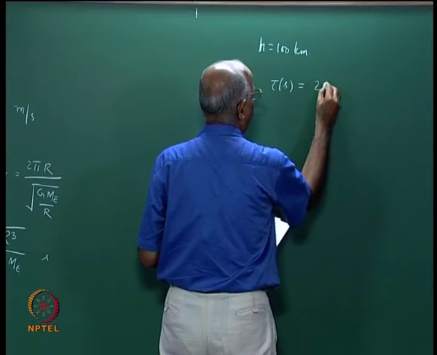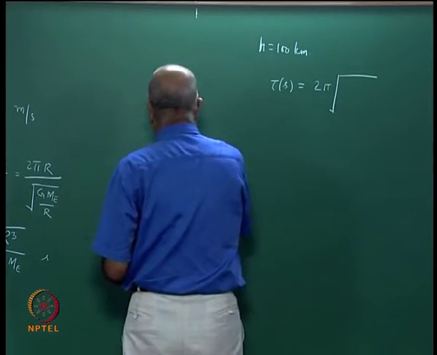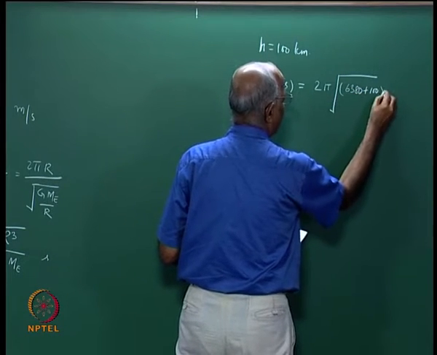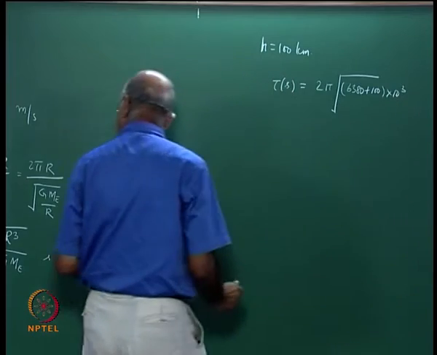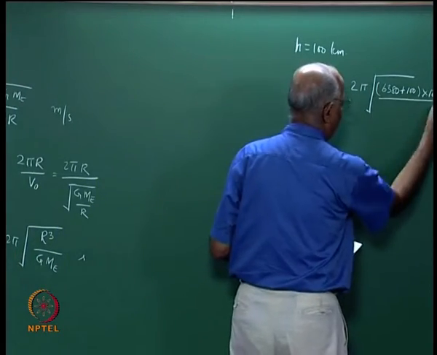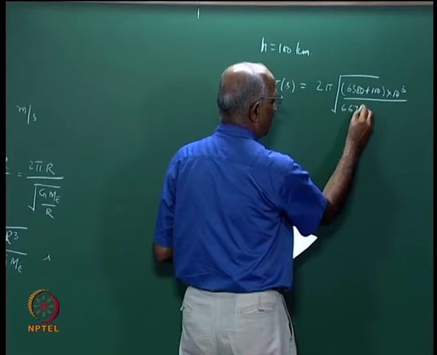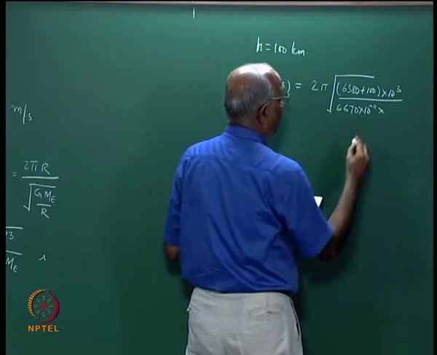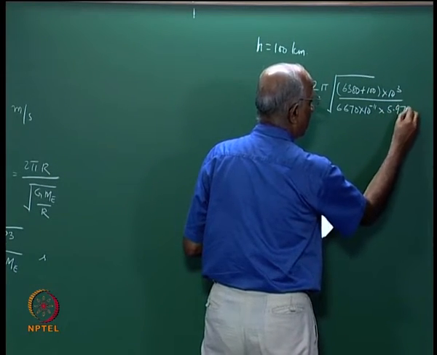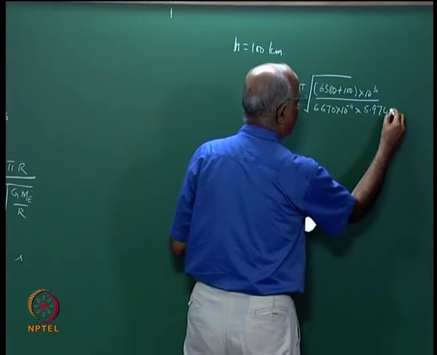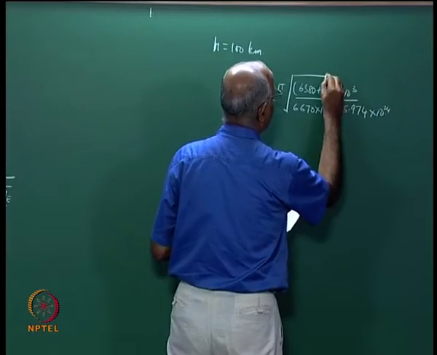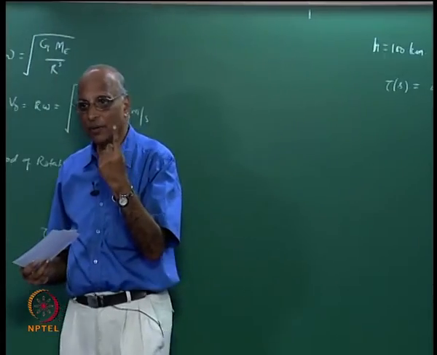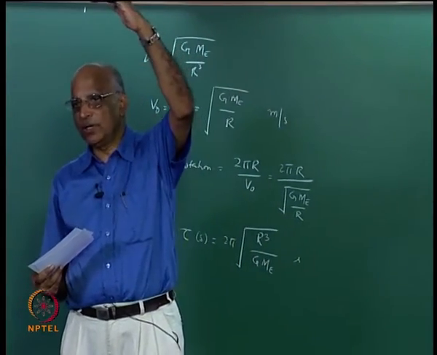Let me write it: 2 pi into the radius of the earth, 6380 plus 100 kilometers, into 10 to the power 3, divided by g. The value of g, the gravitational constant, is 6.670 into 10 to the power minus 11, and the mass of the earth is equal to 5.974 into 10 to the power 24 kg. This is the time taken to complete one orbit at a distance of 100 kilometers above us.